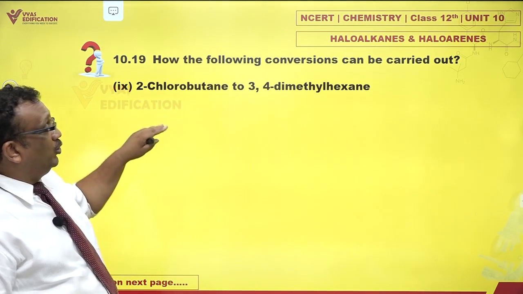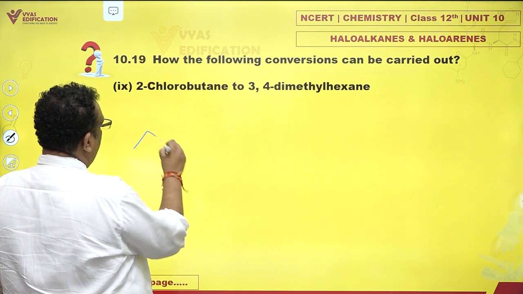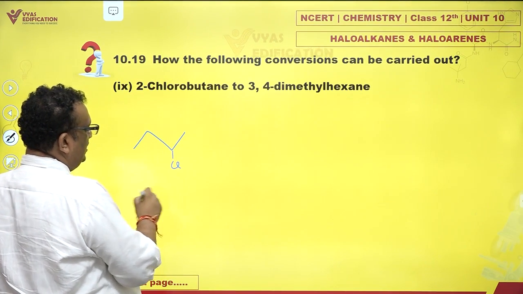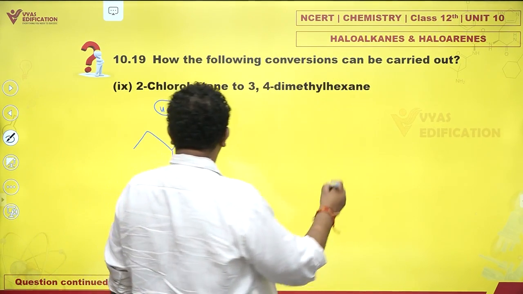9th, 2-chlorobutane to 3,4 dimethylhexane. Now this is 2-chlorobutane. It has 4 carbons. 3,4 dimethylhexane.